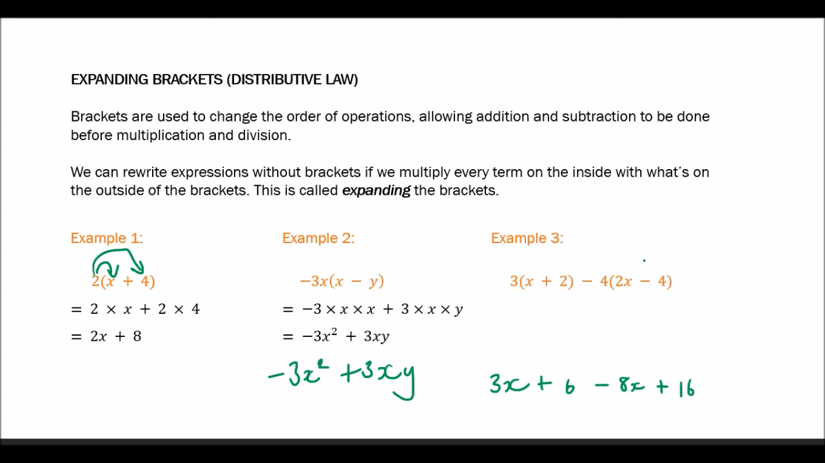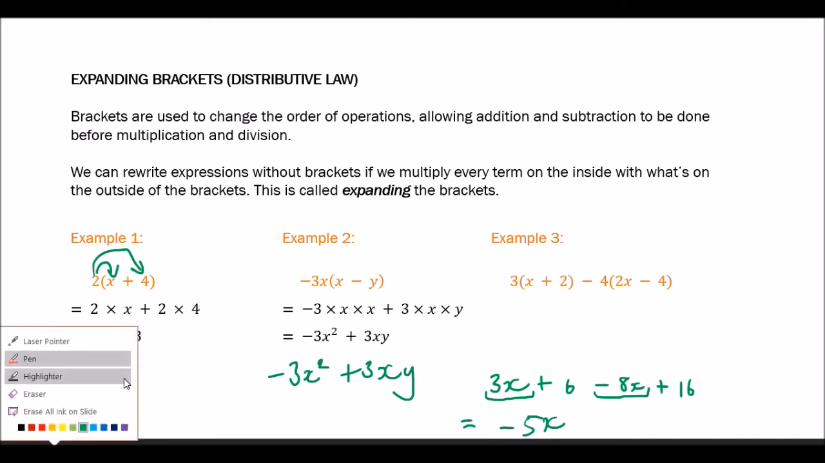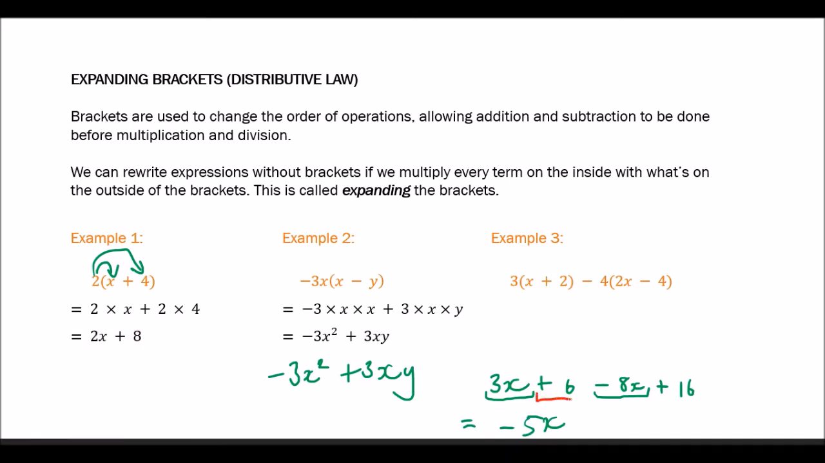And then from there, the last thing is to put the like terms together. I'm just going to underline the like terms. So 3x minus 8x, put them together. What are you left with? 3x minus 8x is negative 5x. And the other terms to put together are your plus 6 and plus 16. So positive 6 plus positive 16 equals positive 22.